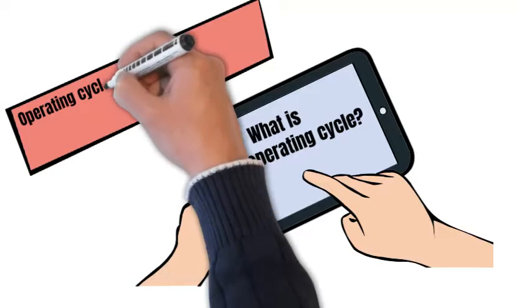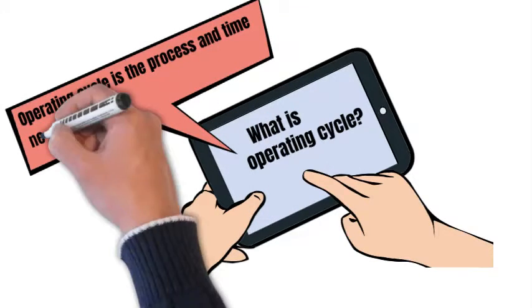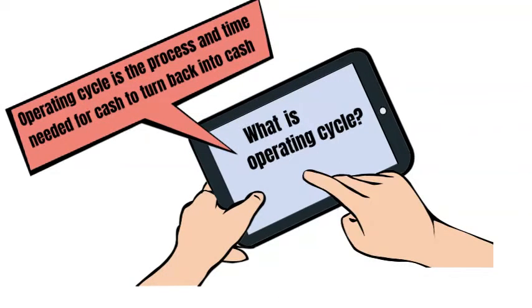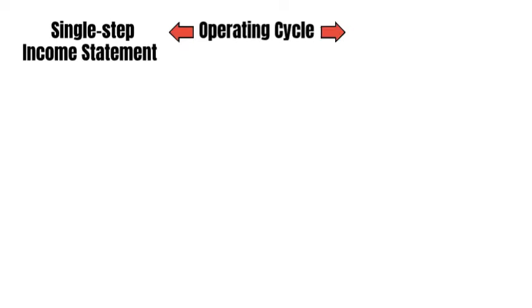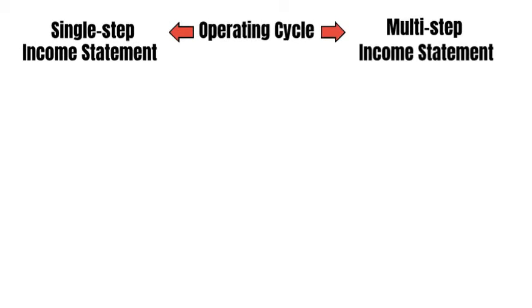What is operating cycle? Operating cycle is the process and time needed for cash to turn back into cash. The operating cycle consists of two: the single-step income statement and multi-step income statement.